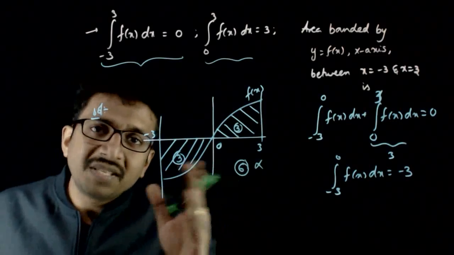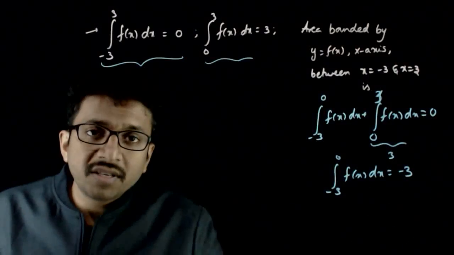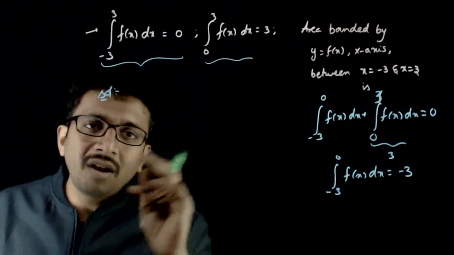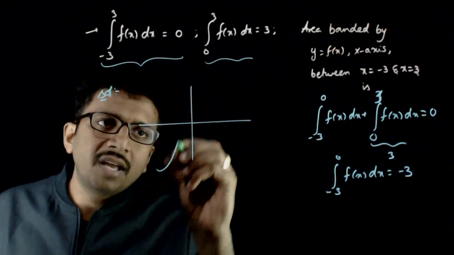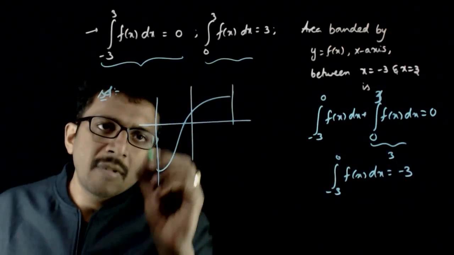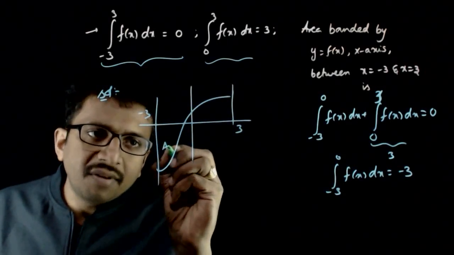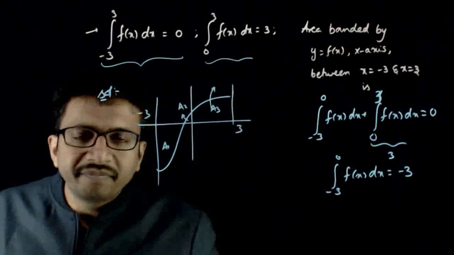So what is the mistake in this process? The mistake is that the graph of y is equal to f of x need not always be as you have drawn. It can also be something like this. The graph can also be something like this, from -3 to +3. So you have the area A1, this small area A2, and this area A3.